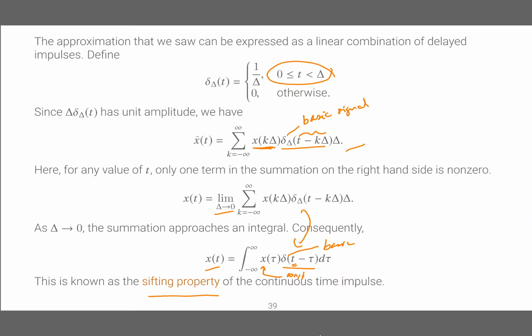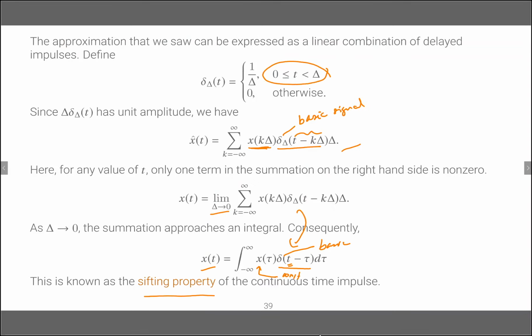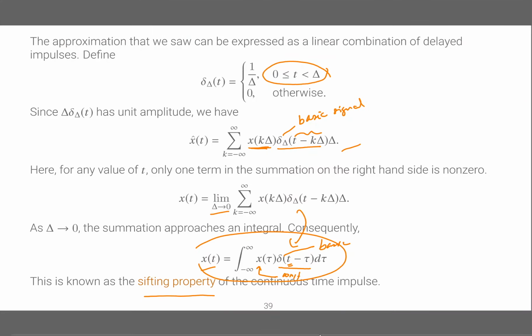Now we have represented the signal. Next we need to apply that to a system and try to compute the output. Before that, we will take an example using the shifting property: express u(t) in terms of delta(t). So u(t) is the integral from minus infinity to infinity of u(tau) delta(t - tau) d tau, by using this expression, x(tau) delta(t - tau) d tau.